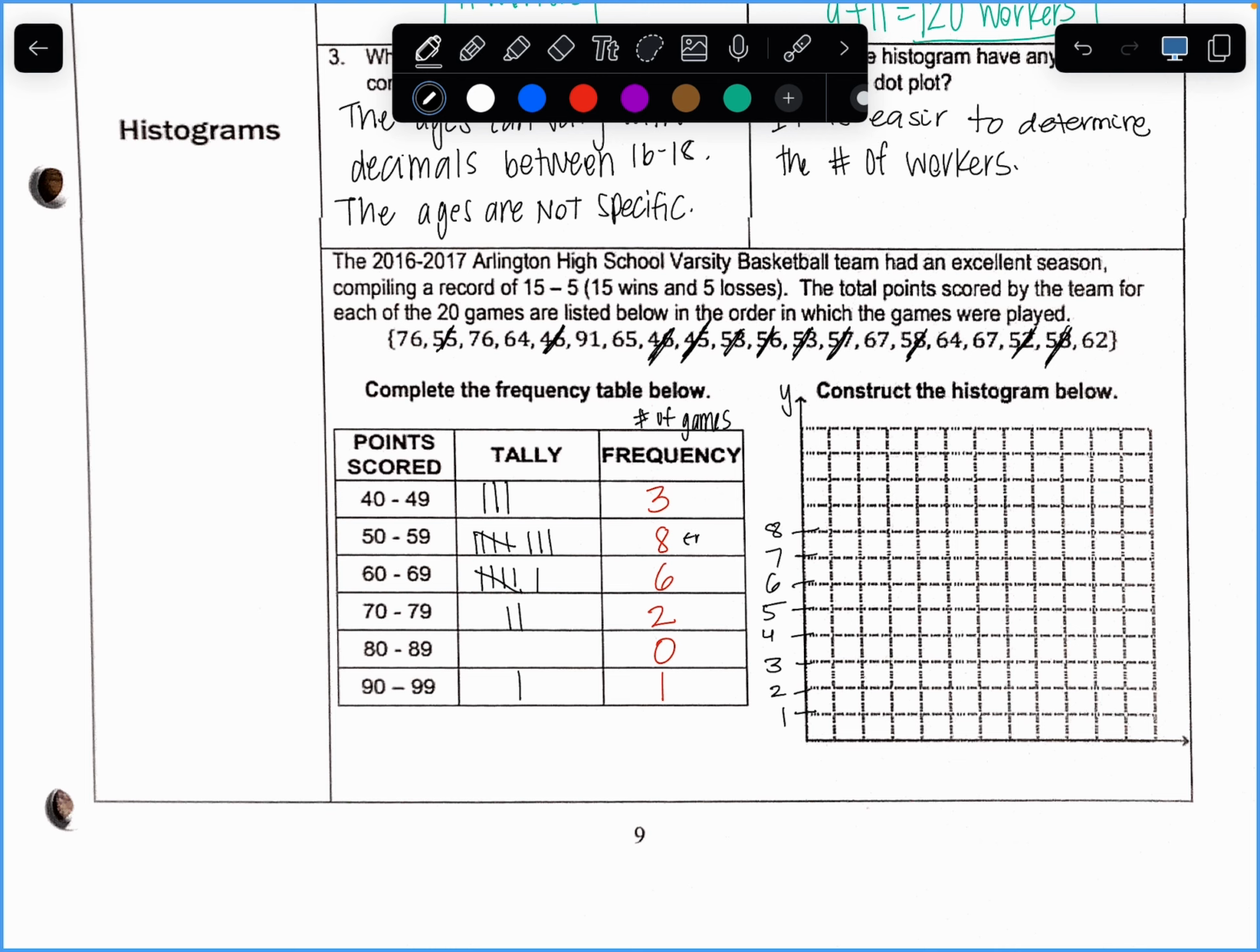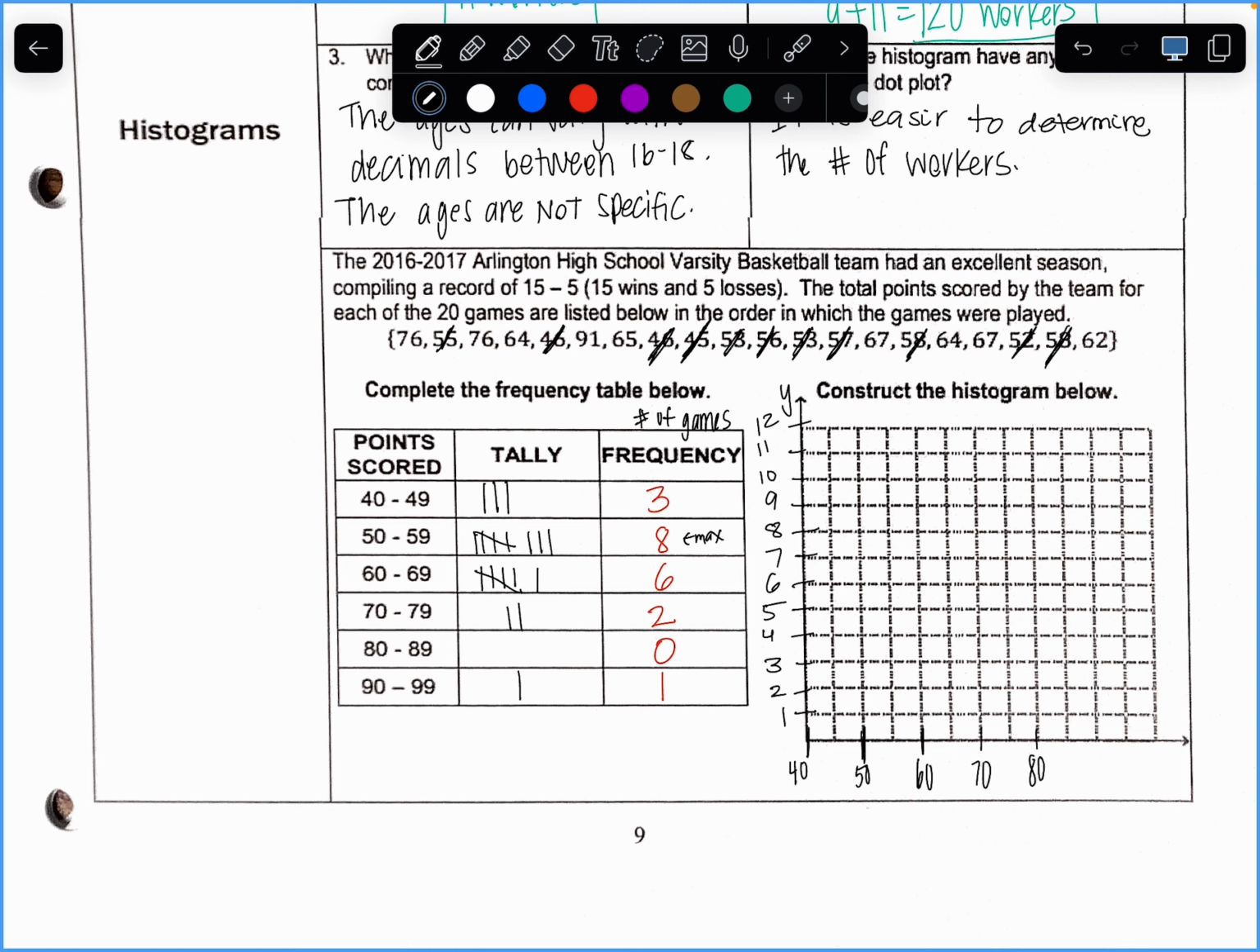Right, this is our max number of games. What about the categories? It's from 40 to 49, so maybe this can be the start, 40. And then this one could be 50, 60, 70, 80. Might as well put them in, no?